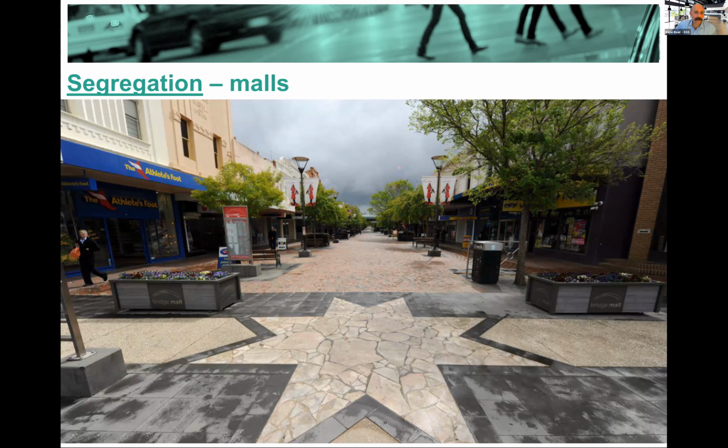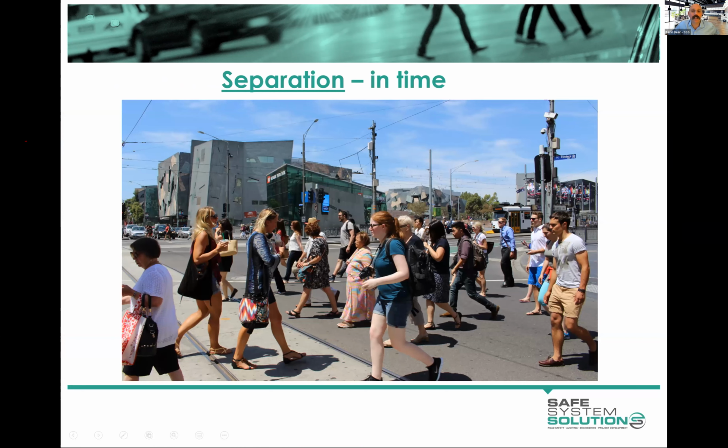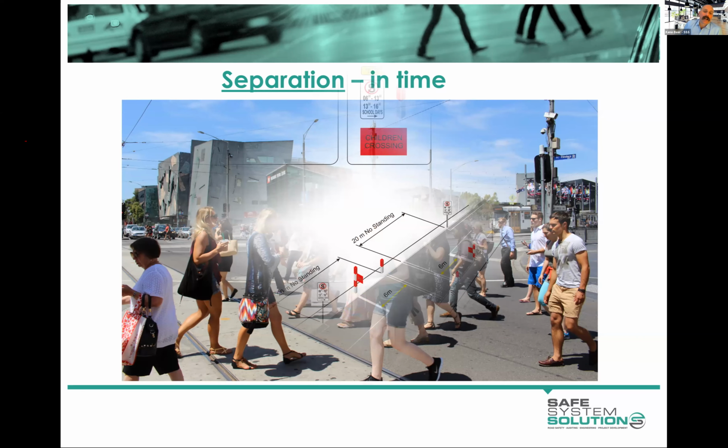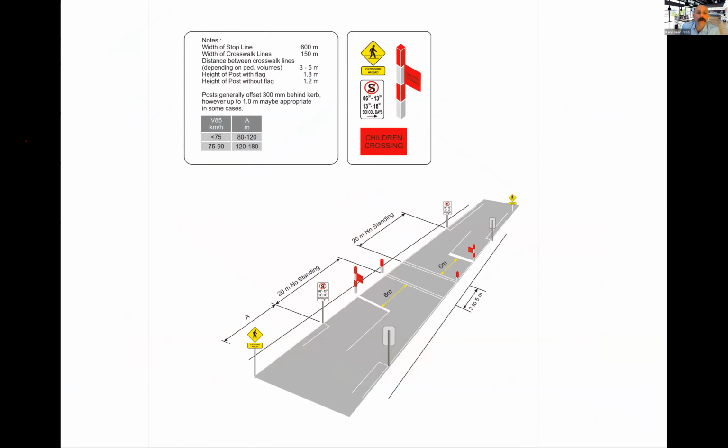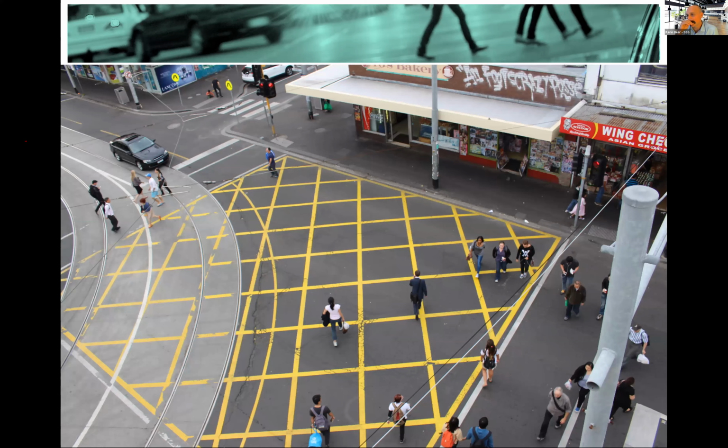Okay, let's talk about separation now. Okay, separation in time. So it's the same bit of road here. At one point in time, it's meant to be used by pedestrians, and at another point in time, it's used by cars or trams. So that's separation in time, as are children's crossings, or these ones where people can cross diagonally or cross the normal way. So some people call that a scramble crossing. There's an actual official name for it in traffic engineering.